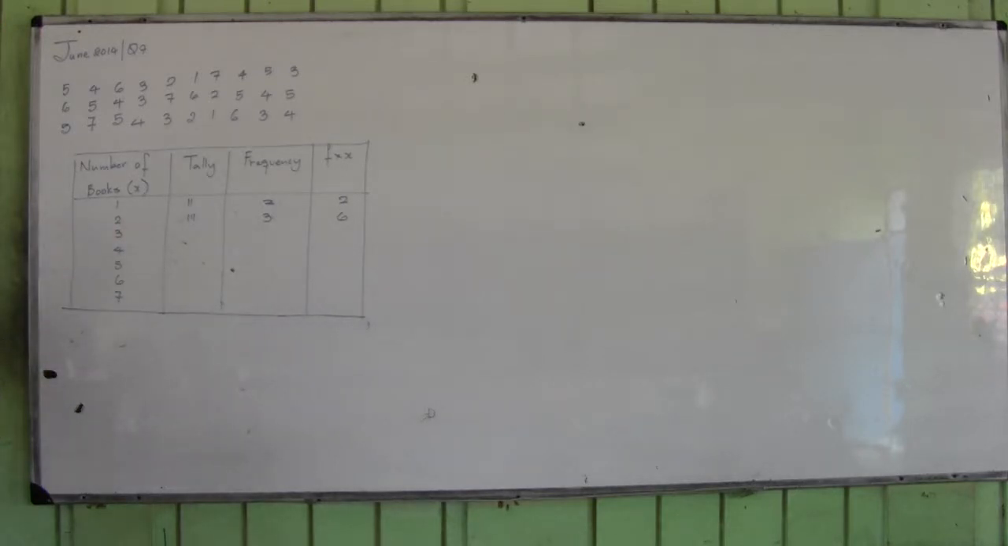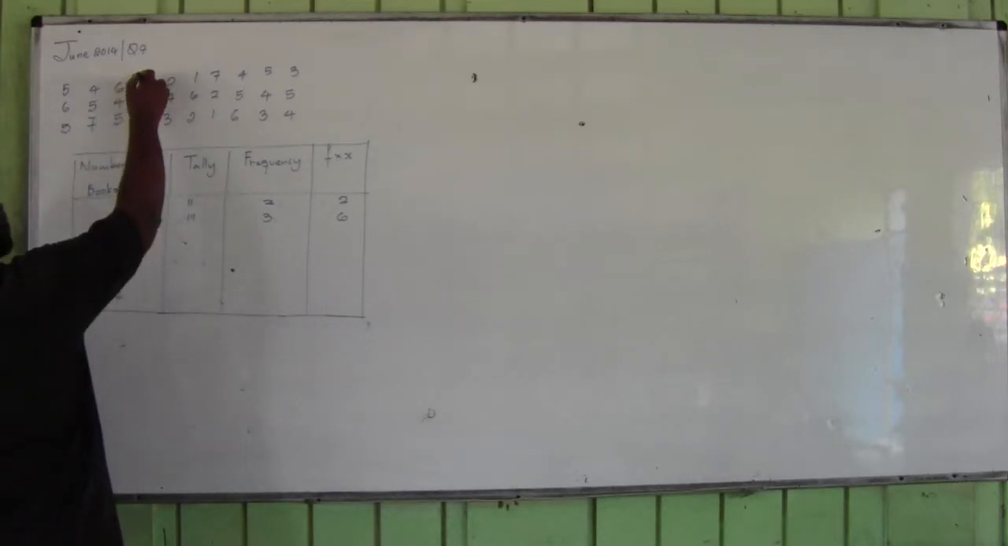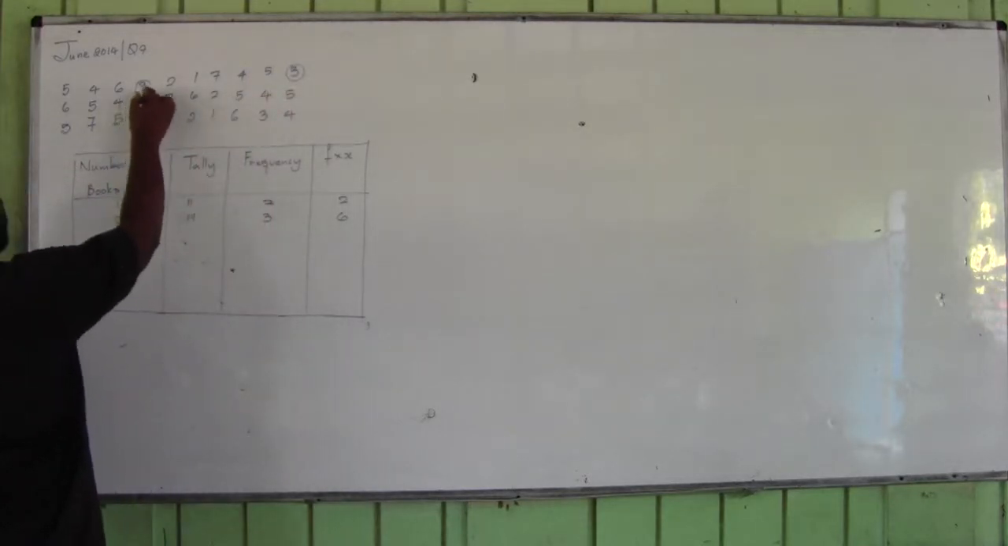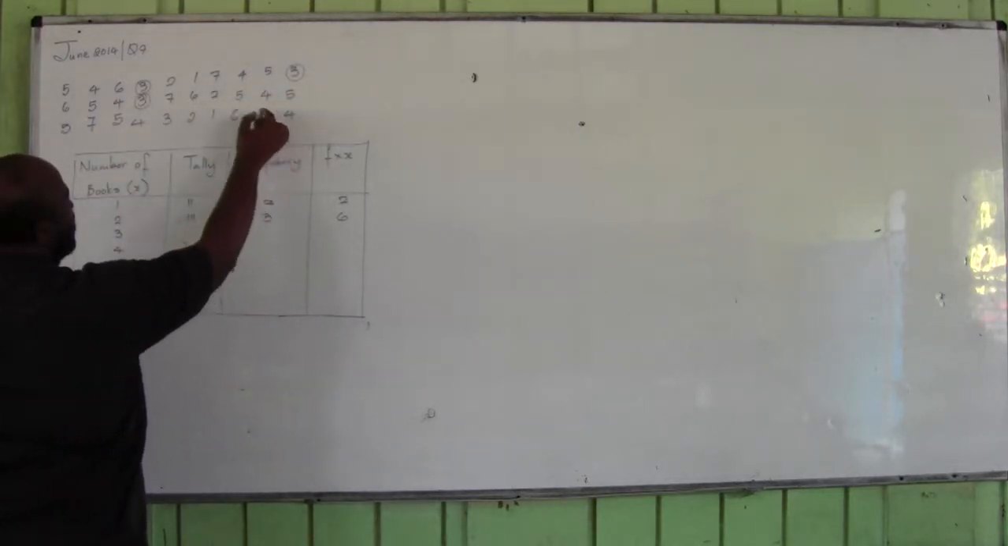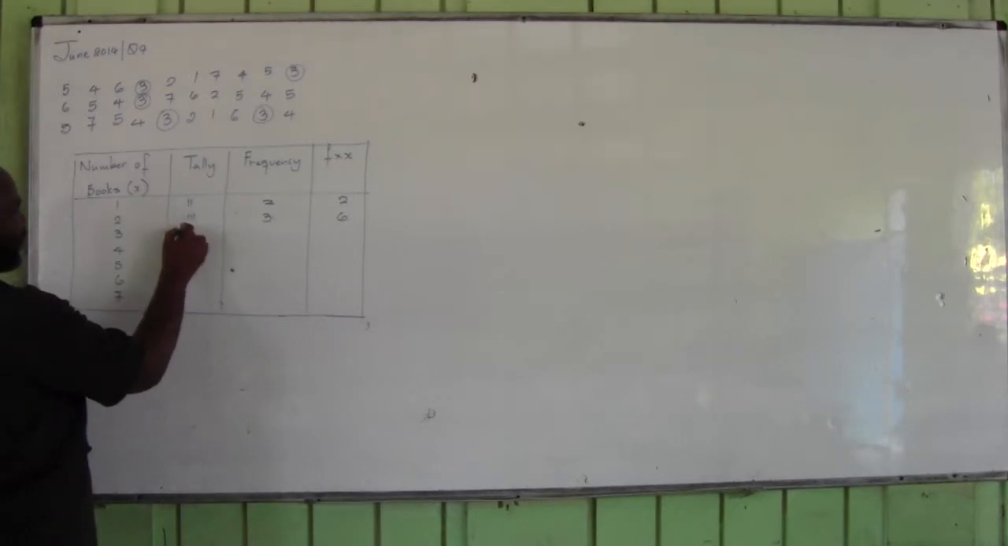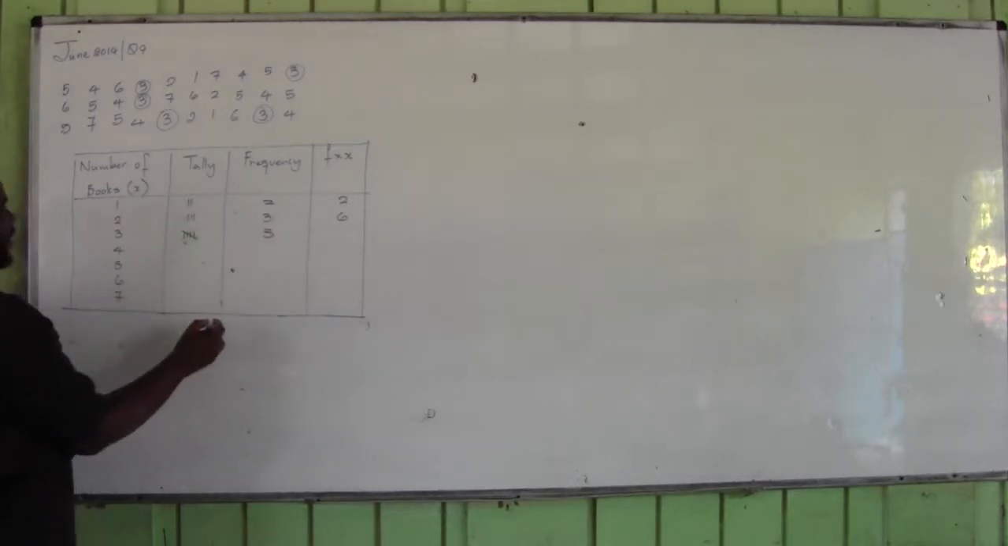Ladies and gentlemen, we're asked to copy and complete the frequency table for the data shown above. Shouldn't be too difficult. Let us find out how many 3s are in the data. 1, 2, 3, 4, 5. Do you agree? It's 5. So there are 5 3s in the data.